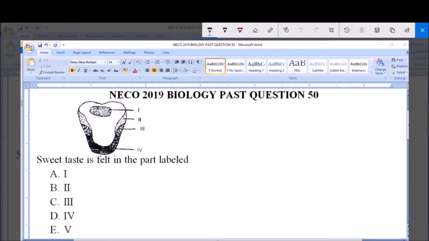I'll be answering NECO 2019 biology past question 15. Sweet taste is felt in the parts labeled I, IV, and V. Now, this is the diagram. This diagram represents the mammalian tongue.